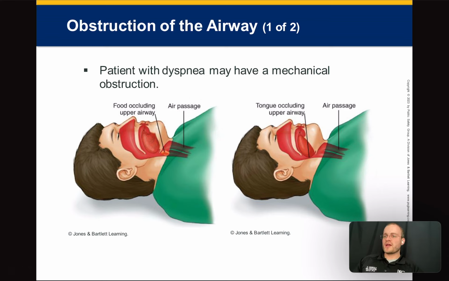Now, obstruction of the airway. Basically, this can happen for a variety of reasons. The most common airway obstruction is the tongue. I'll say that again, test question. The most common airway obstruction is the tongue.